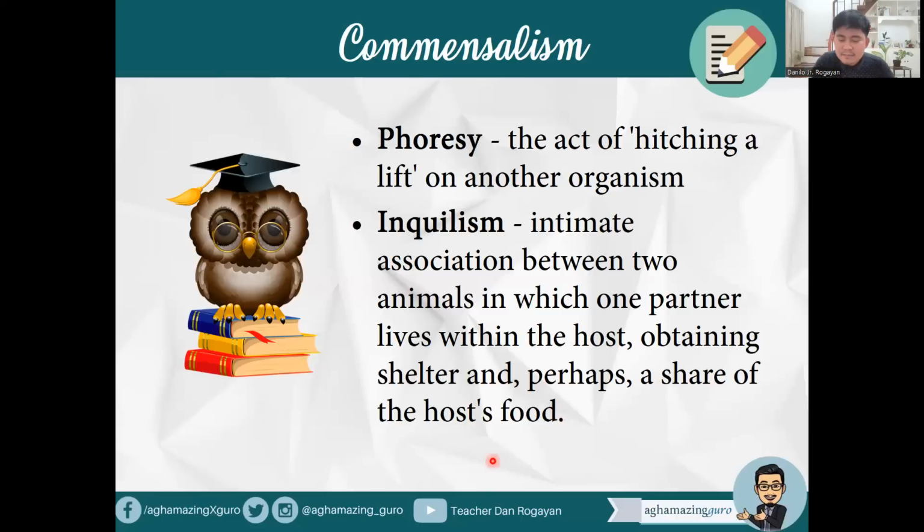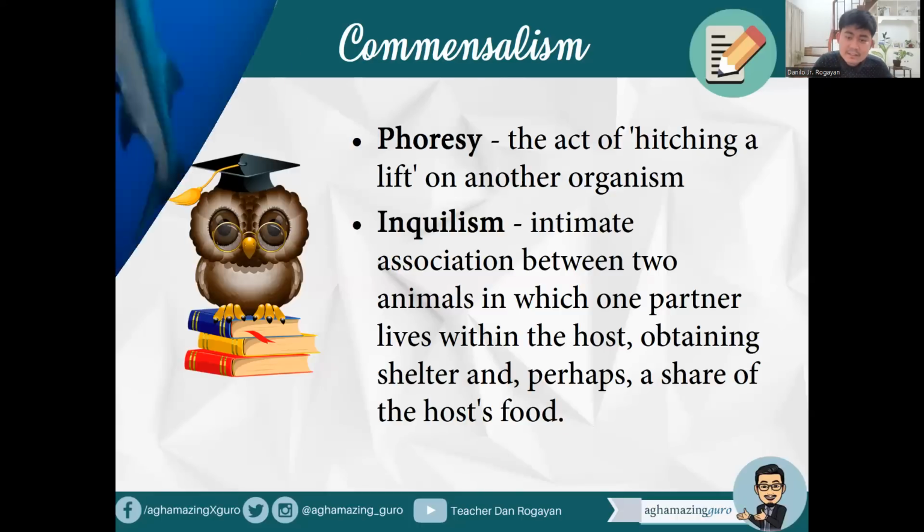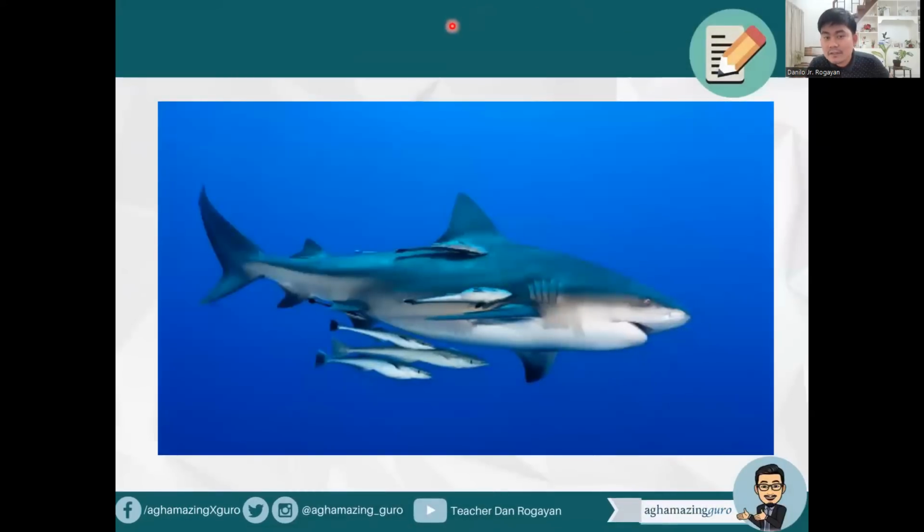So again, ano yung pinakita ng shark and remora? This is phoresy or inquilism. Phoresy or inquilism. So that is correct, no? So that is phoresy with an S. Okay. So yun. All right.